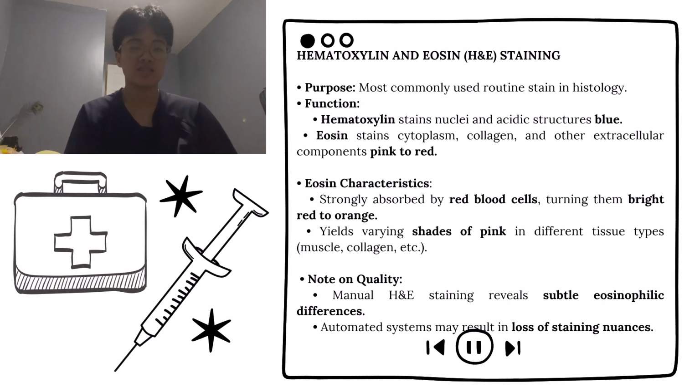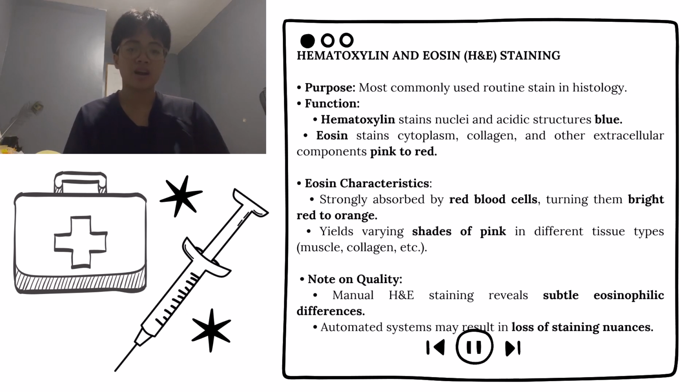Hematoxylin and eosin staining. Purpose: the most widely used stain in histology. Function: hematoxylin stains nuclei and acidic structures blue. Eosin stains the cytoplasm, collagen, and extracellular components in shades of pink to red.